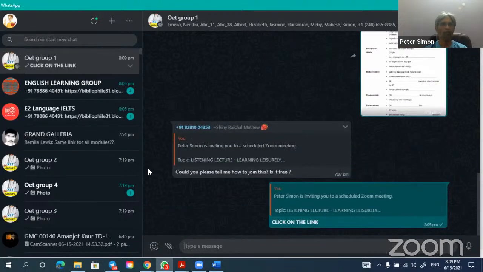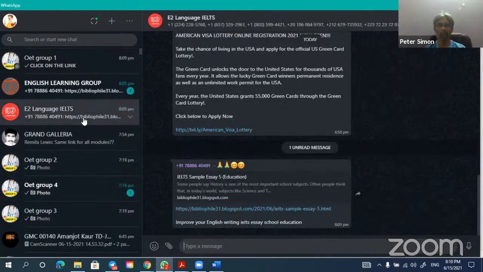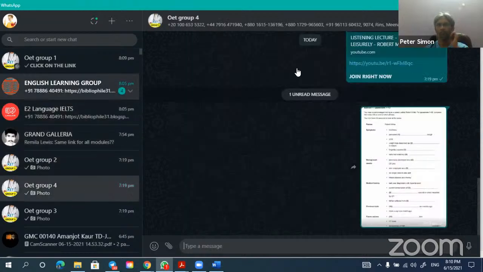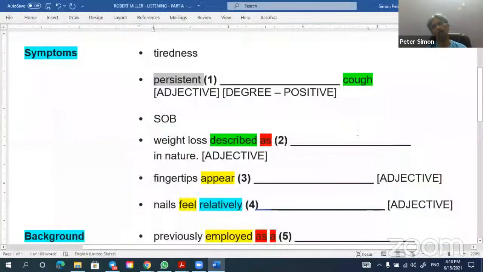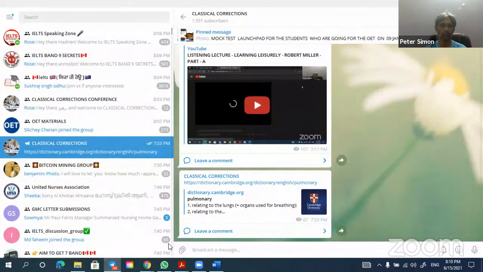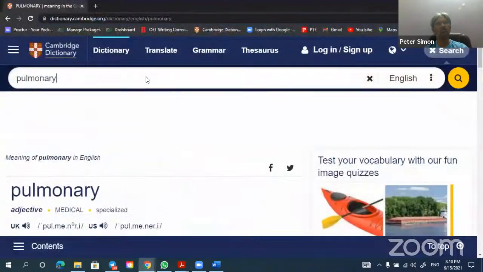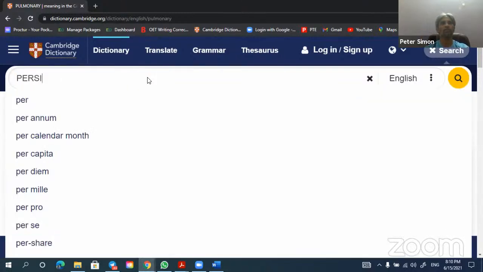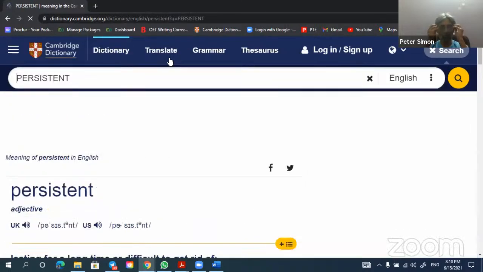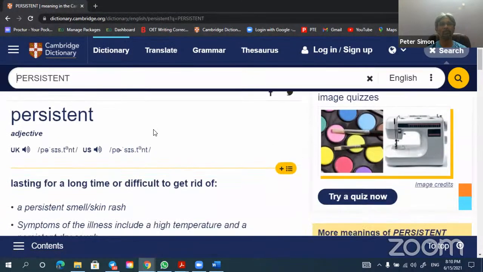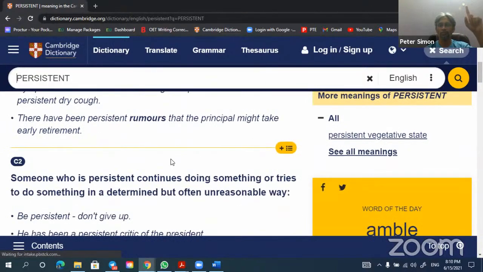Okay. Now here, persistent, yeah. Now you can use this word in the OET letter or not. You can use this word if it is C1 or C2. Otherwise, don't use. Persistent is an adjective. It is a C2 word. Use it.